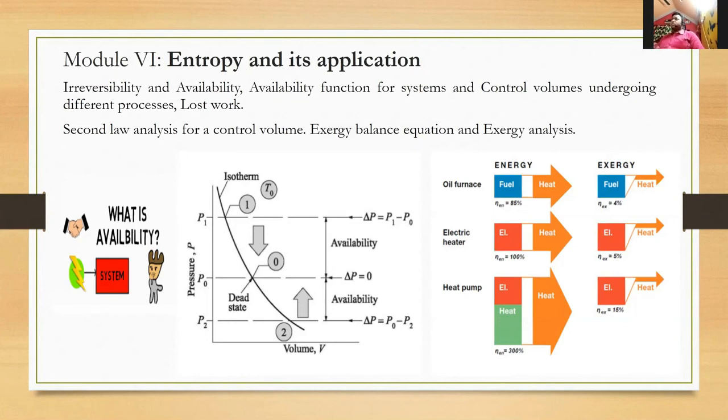So in a generic way, we can have an input output relationship in the form of efficiency, just like it's shown: 85% in case of oil furnace, 100% for an electric heater, 300% for a heat pump. We'll explain how that happens. But if we talk about exergetic efficiency, the second law efficiency, you will find it's 4%, 5% and 15%.